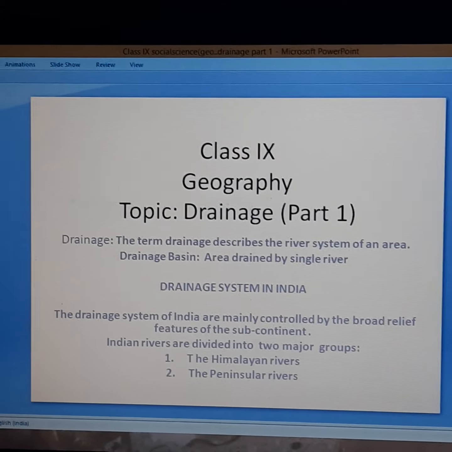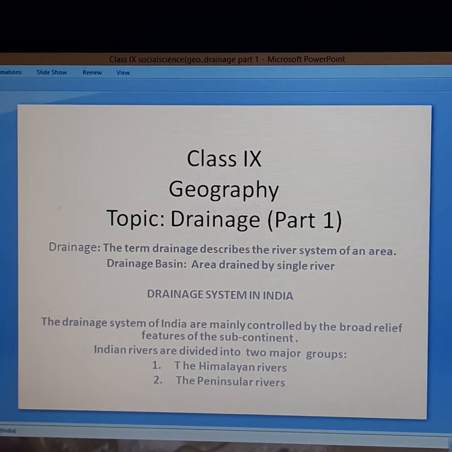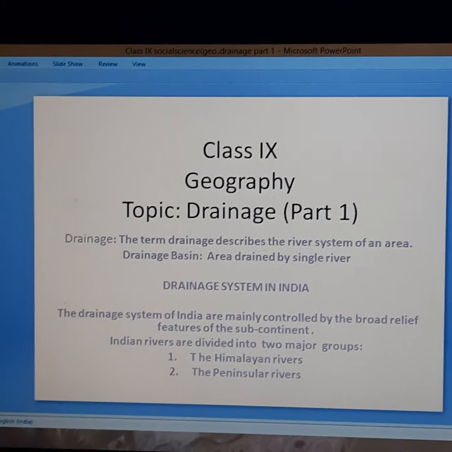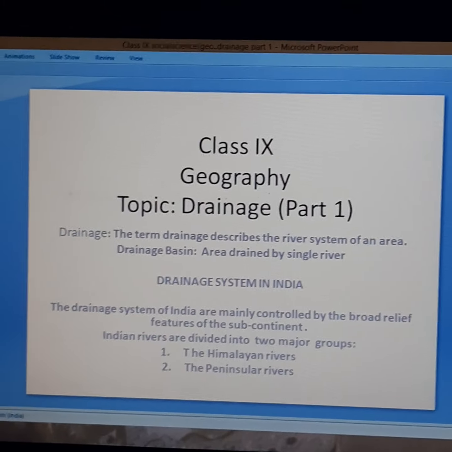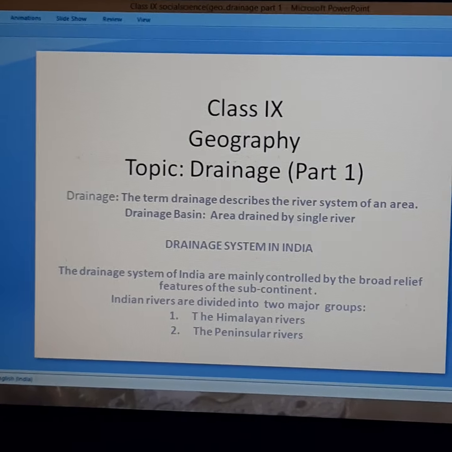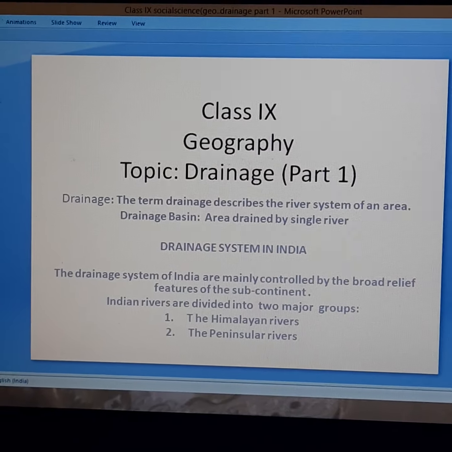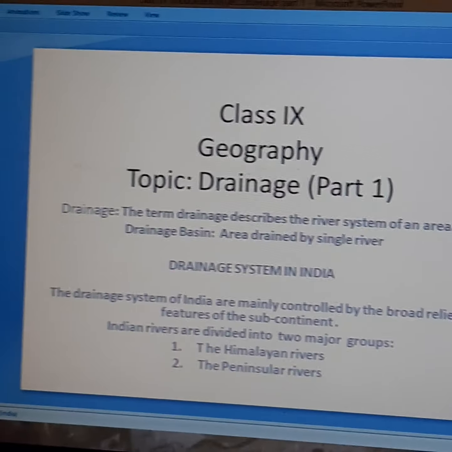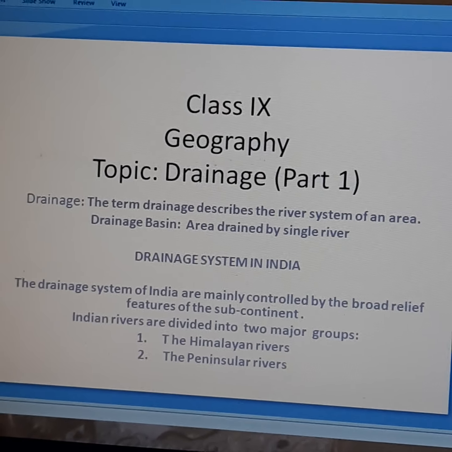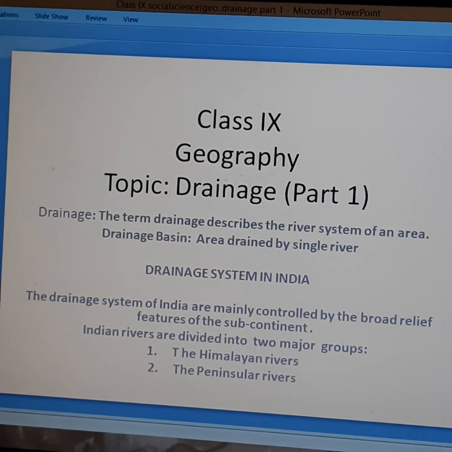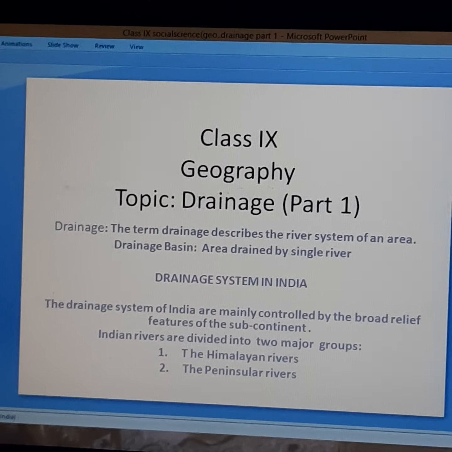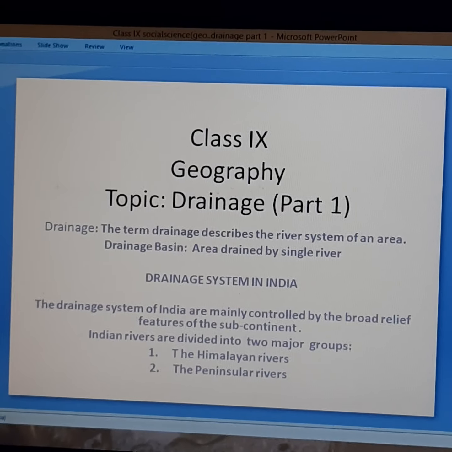So, children, what comes to your mind when somebody says the word drainage? You may think of the water drainage system in your area, like pipelines and the sewage system. Drainage is a process of natural or artificial removal of surface water or subsurface water.